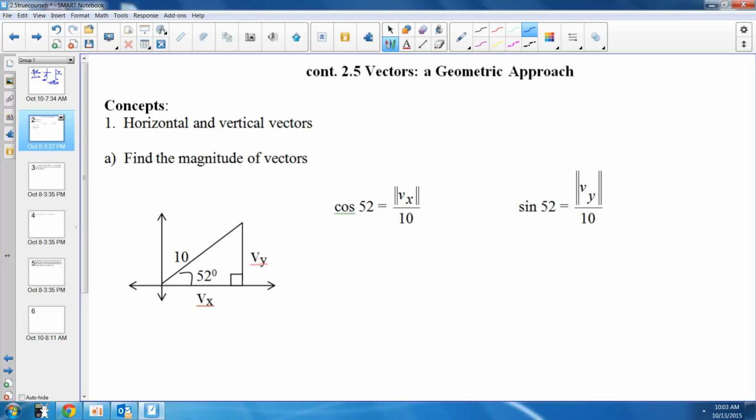So let's go back and talk about horizontal vectors and vertical vectors. And today we're just going to be looking at the components, horizontal and vertical components of a vector. So we're going to draw in the vector, and then we're going to find out what the horizontal and vertical components are. It's actually easier than the last lesson.